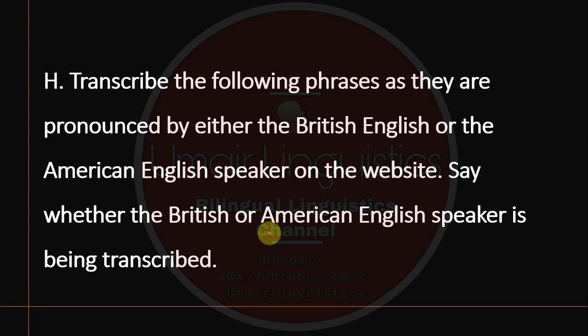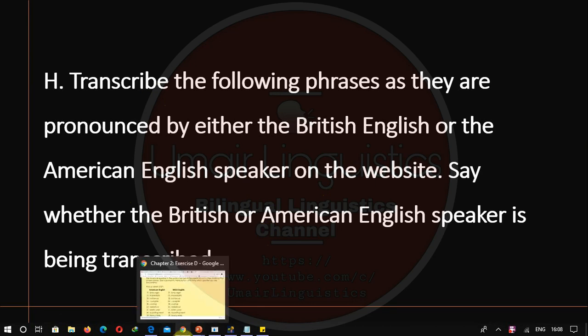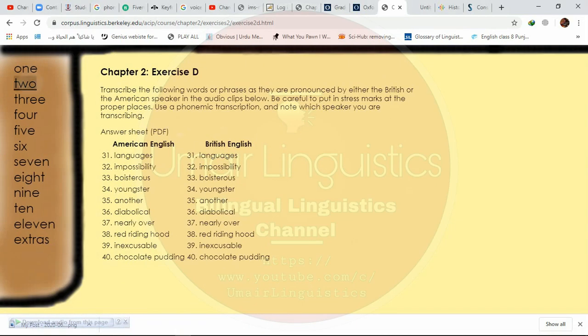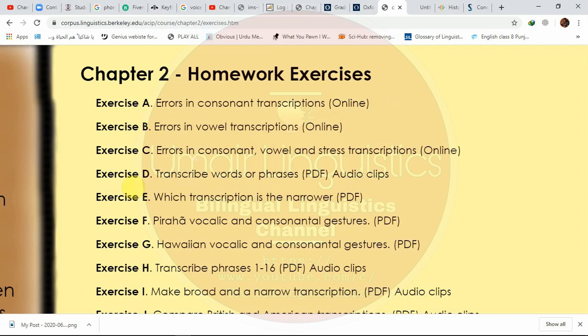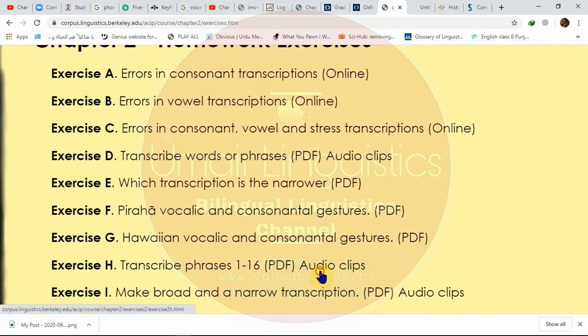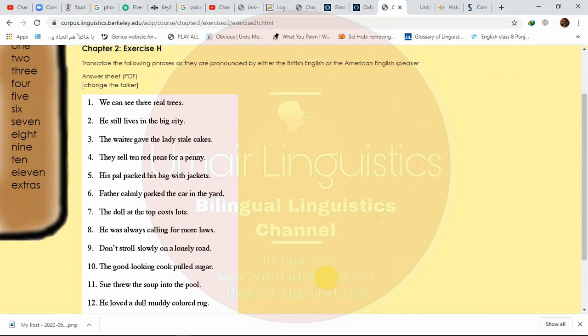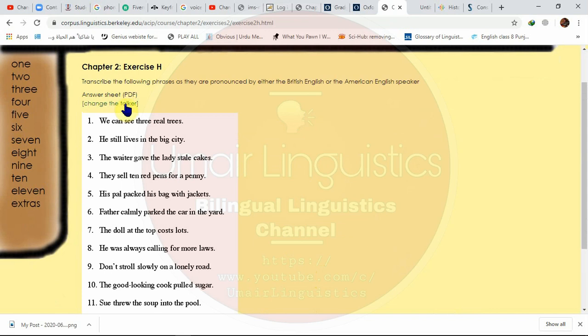So on the website we have some phrases. Let me show you. This is the question, or exercise H. These are audio clips, and we can change the talker to the American speaker as well if we click on any of these phrases. For example, "Father calmly parked the car in the yard." You can listen to any of the phrases, and what you have to do is transcribe it as you listen to it.